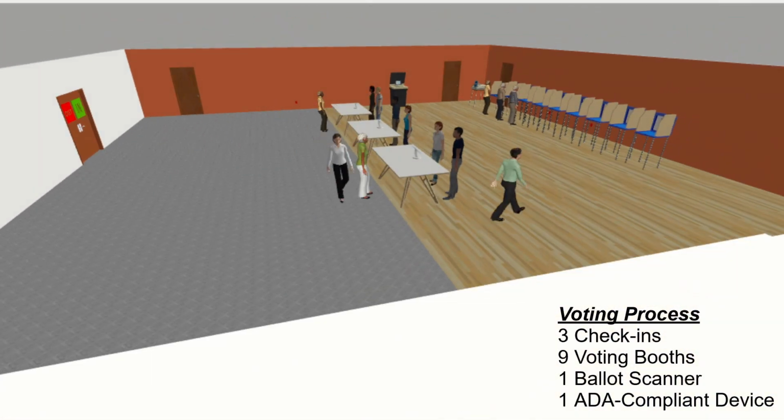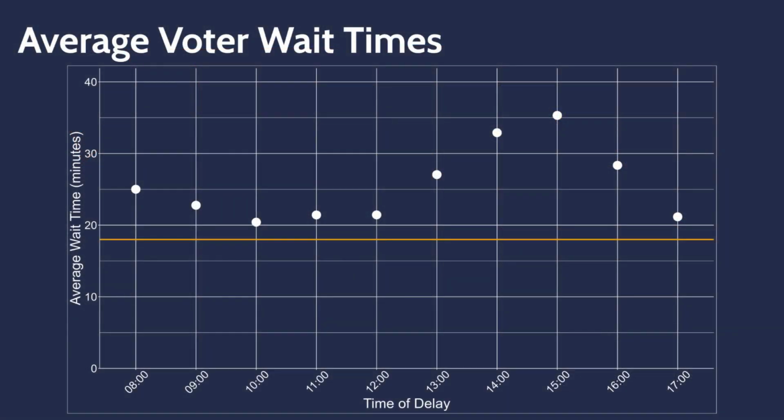The graphical plot on screen presents the average voter wait times associated with a 1-hour temporary shutdown at various times throughout the day. The orange line on this plot represents the average voter wait time when no shutdown occurs during Election Day. During times when arrivals are high, the average wait time increases by as much as 17 minutes. When a delay occurs at 3 p.m., for example, average wait time increases from 18 minutes to more than 35 minutes.